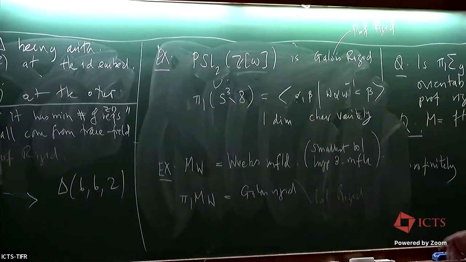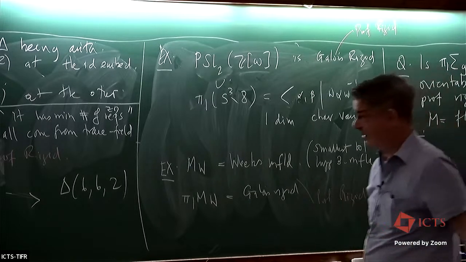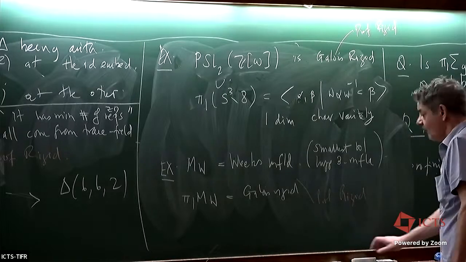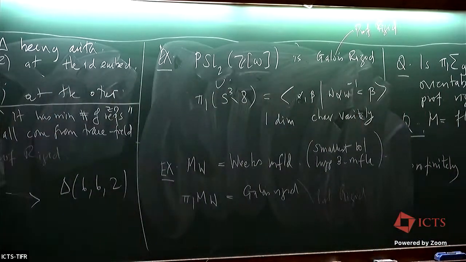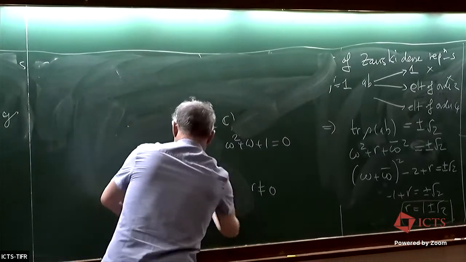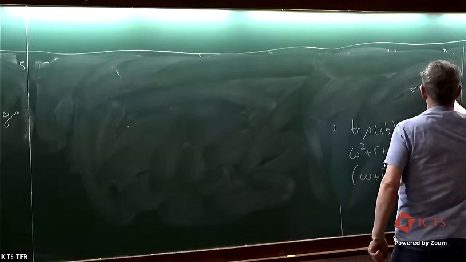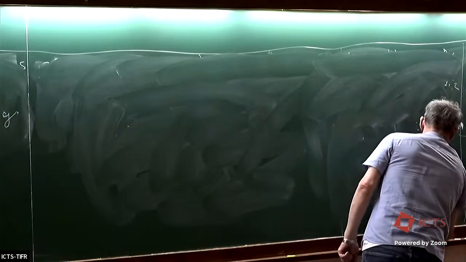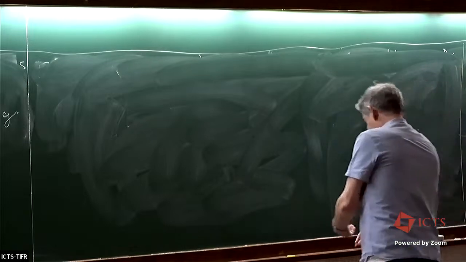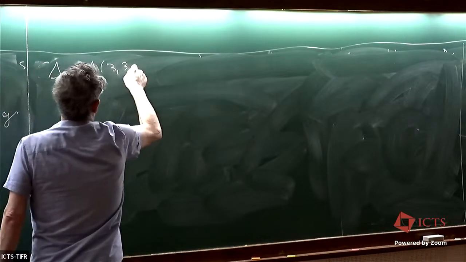Okay, so let me try and say a few words about what's the connection between this Galois rigidity and profinite rigidity. So what do we leverage? Let's consider the case of delta. Let's take delta to be the 334 triangle group.